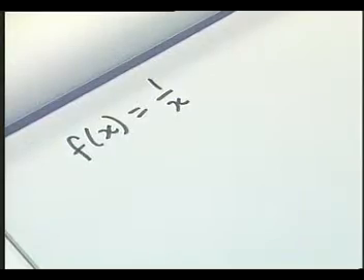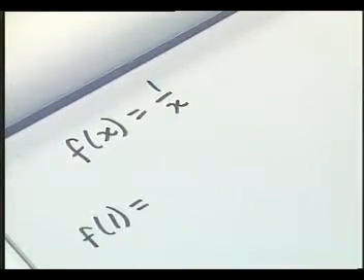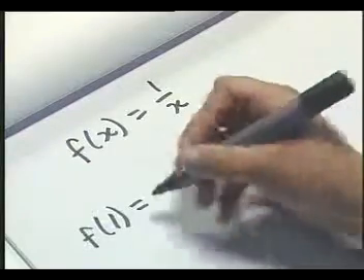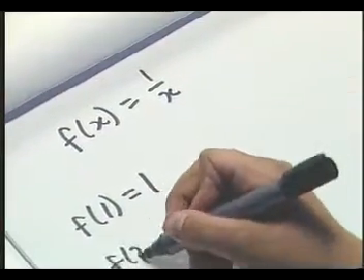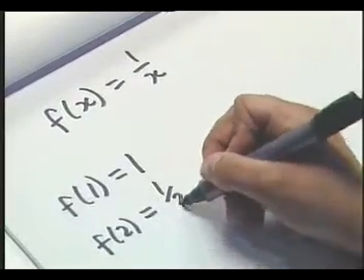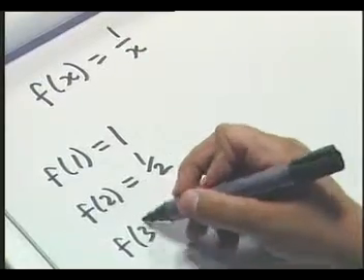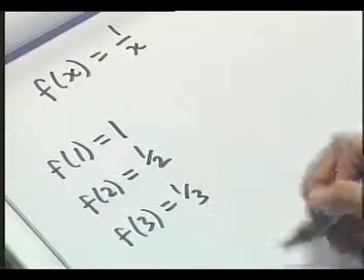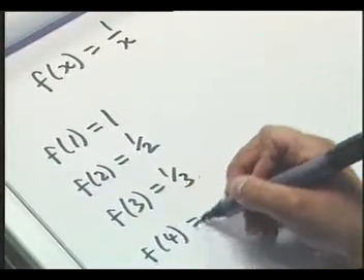Well, as always, the first stage is to substitute in some values for the argument. So if I put f of 1, the argument is 1, so 1 divided by 1 just gives us 1. If I put f of 2, we just get 1/2. F of 3 gives us 1/3. And f of 4 will give us 1/4.